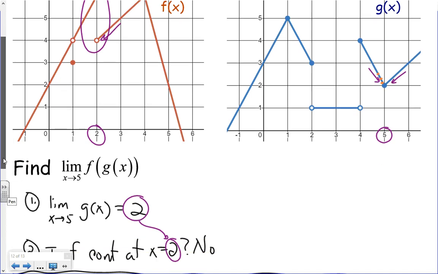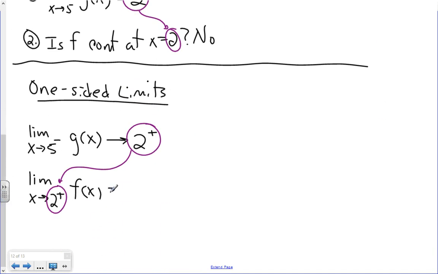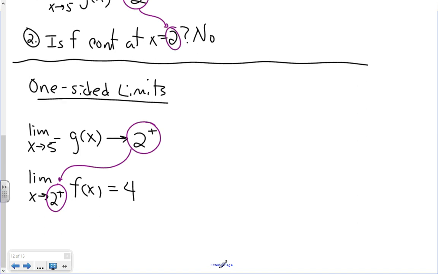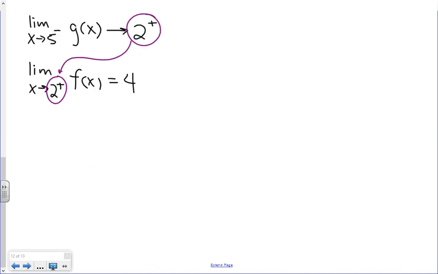So this is a limit of 4, is what we'd say. So what that tells me is that if I take the limit as x goes to 2 from the left side, limit as x goes to 5 from the left side, that my limit is 4. My conclusion from this is to say, thus, the limit as x goes to 5 from the left side of f of g of x is 4.